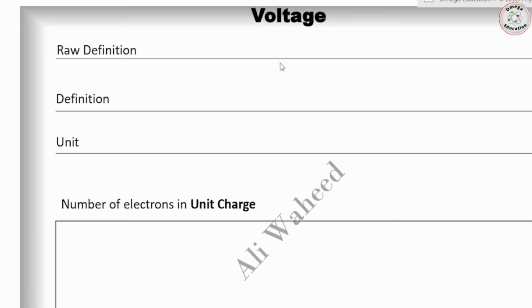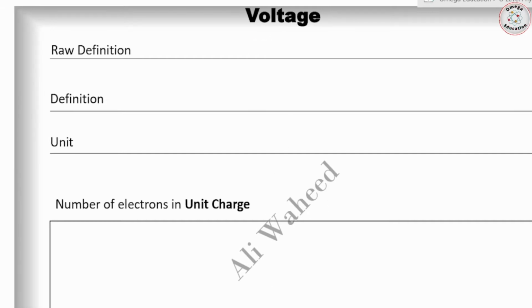But here we explain it in a way that is proposed by Cambridge. Now, first of all, voltage. We said that electric current is the flow of charges. So if you have charges in a conductor and they are moving in a certain direction, that makes current, electric current.